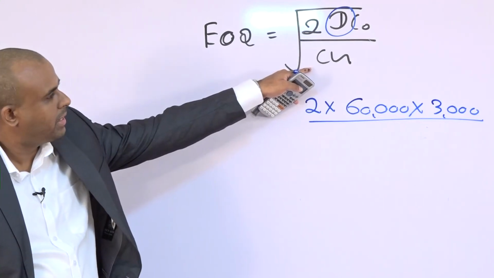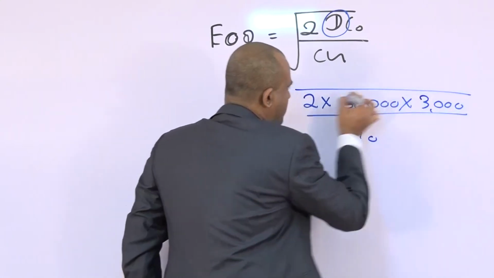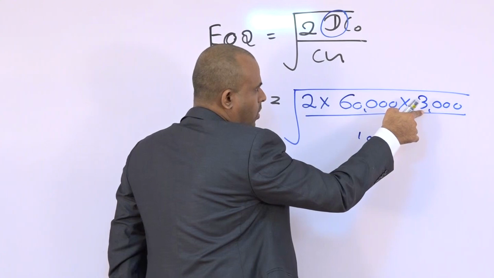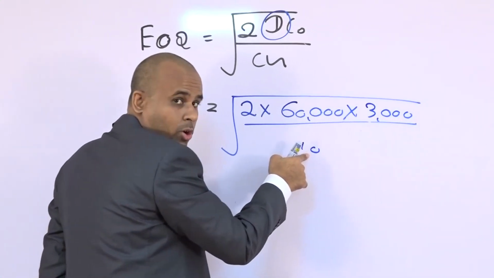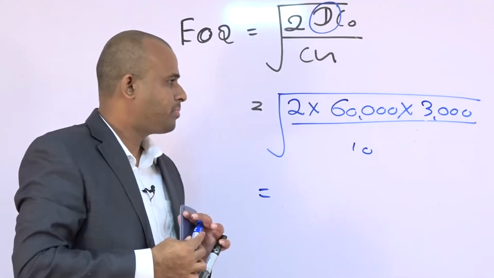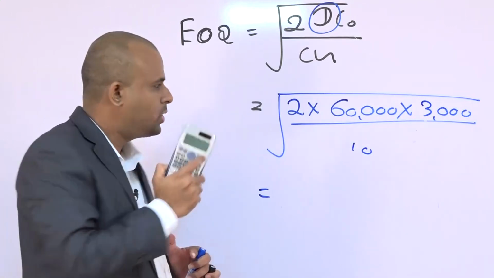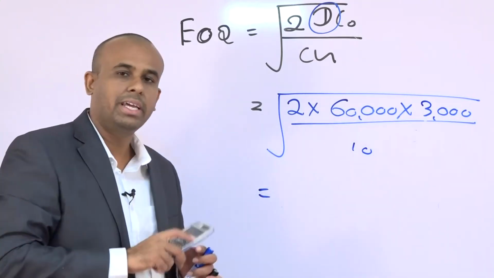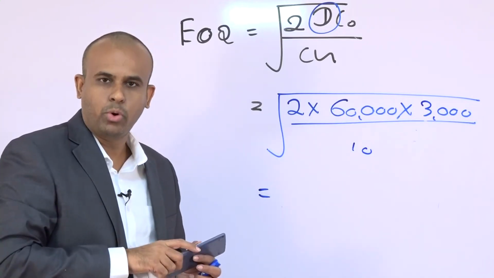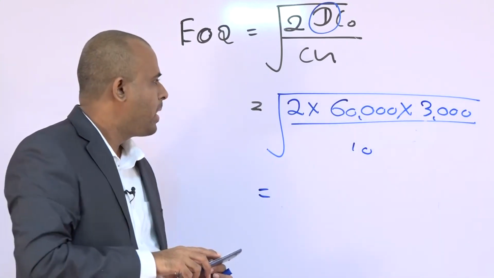In the question, that particular thing is also given, that is 10 rupees. So then take the square root of this. 60,000 is the annual demand, 3,000 is the cost per order, 10 is the annual holding cost per unit, right? You know that in your examinations, you can use a non-programmable calculator, right? So I am using the calculator to solve these equations, and you all also can use one, but keep in mind you cannot use this type of calculator; you can use only a non-programmable calculator for the accounting paper as well as the other subjects, right?